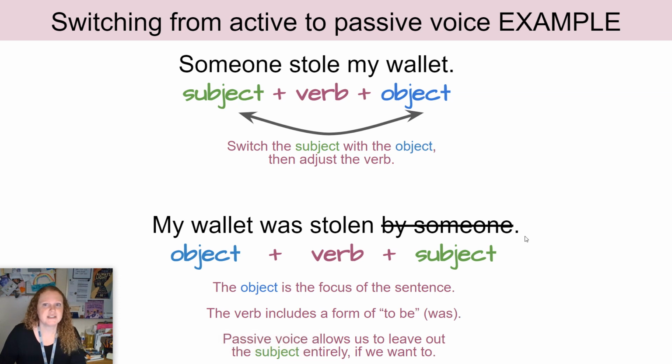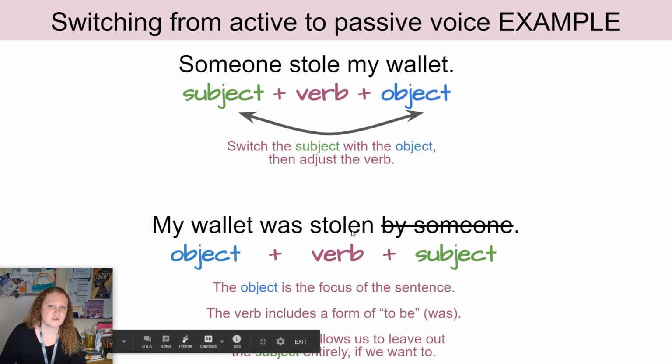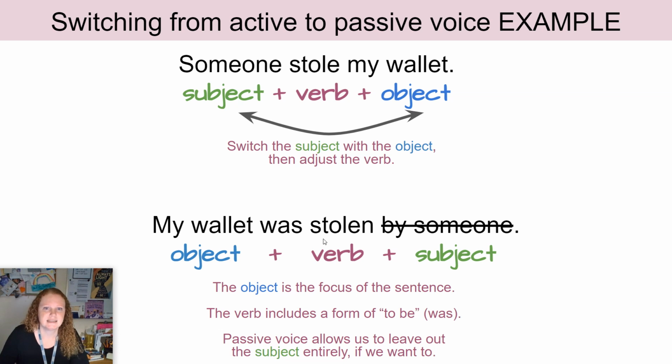Now it is a longer sentence, but the nice thing is I can actually leave out that subject if I want to. So now I just have my wallet was stolen passively. This was is the form of to be that was added to stole. And I had to adjust the stolen for it to make grammatical sense. The passive voice is now leaving out the subject. So in this sentence, the wallet, the object, is the focus.